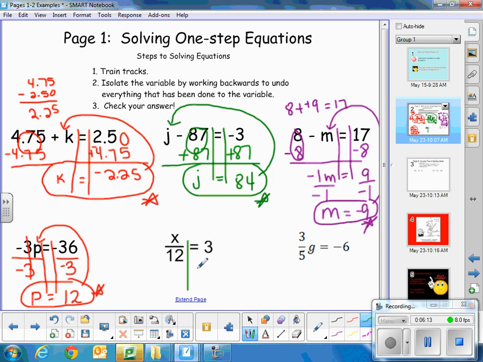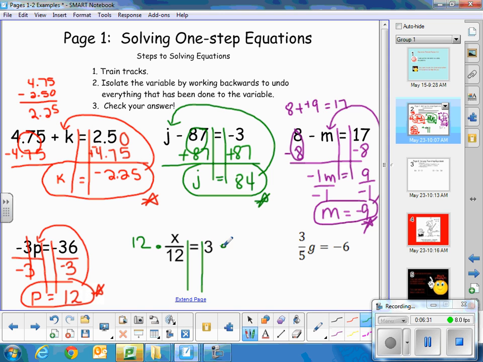This next example, the equation is x divided by 12. That's what the fraction bar means as far as the operation. It's x divided by 12. To undo dividing, you want to multiply both sides by 12.